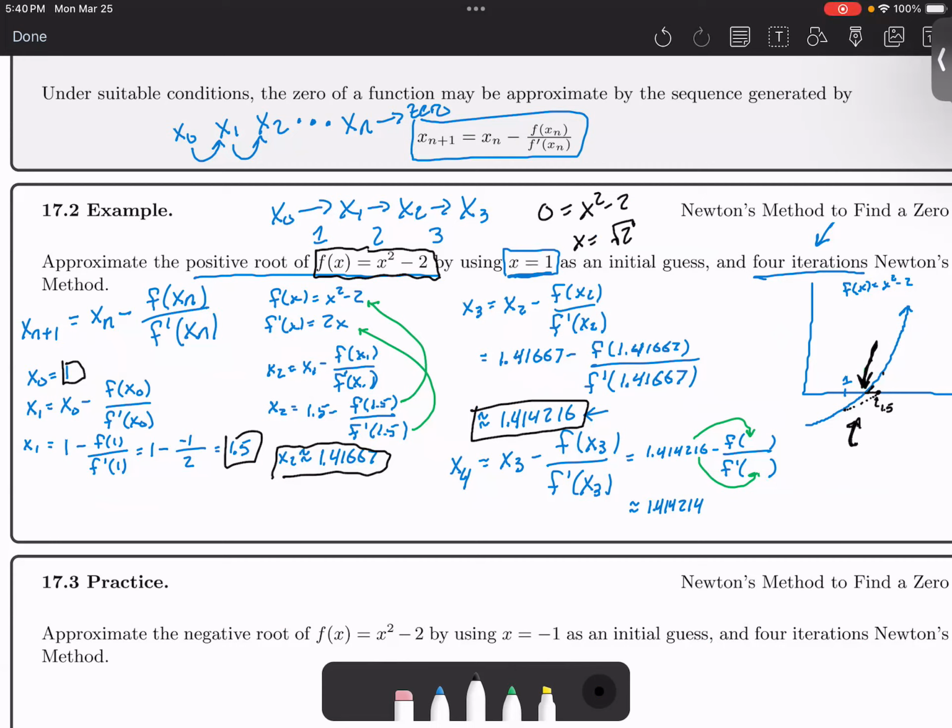You can think of this sequence of x values, x0, x1, x2, x3, and x4, as being approximations to the square root of 2. And you can plug this into your calculator and you get something that's very, very close to that.